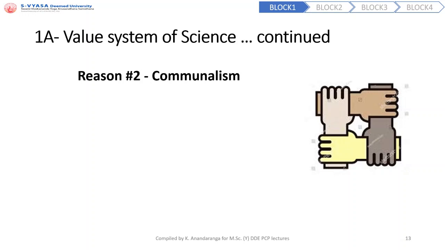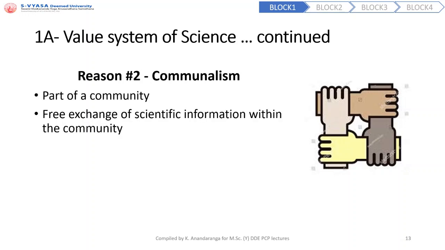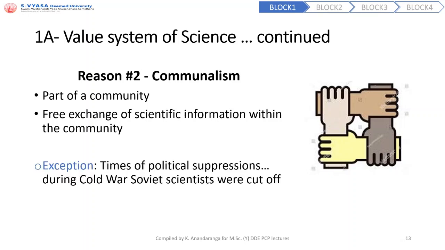Communalism. Communalism from the word community. Science and scientists form a part of a community, and there is free exchange of scientific information within this community. Of course, there are exceptions. During the Cold War, the Soviet scientists were completely cut off from the rest of the world. So there are situations where political suppression of freedom of speech and freedom of information exchange does happen even in today's world. But broadly speaking, scientists and the people in science form a large community of free exchange of information.